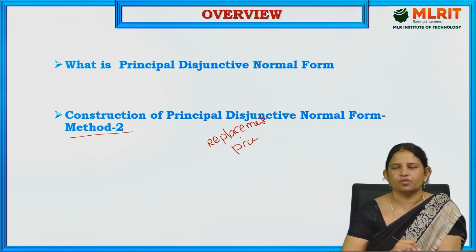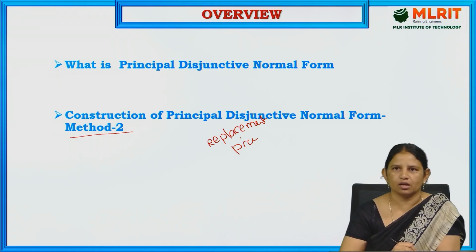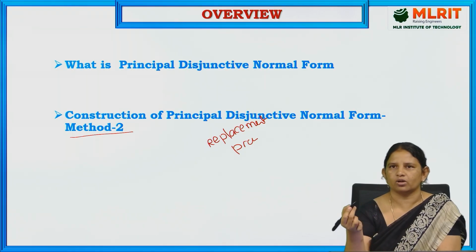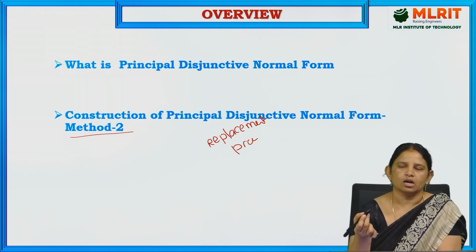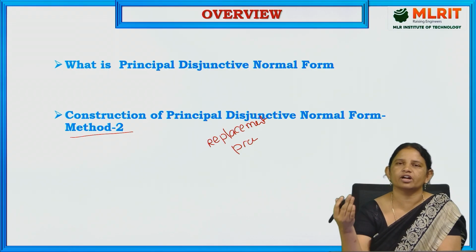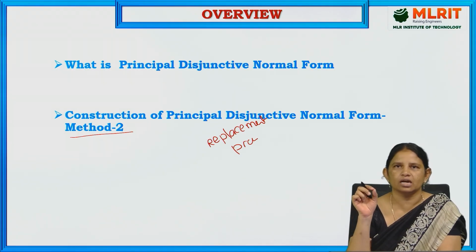In the replacement process, we need to apply the laws. That means we already discussed the identity law, De Morgan's law, distributive law, and commutative law. These are equivalence rules. According to the equivalence laws, without constructing any truth table, we apply the laws to get the required format of principal disjunctive normal form. So, that is the second method.